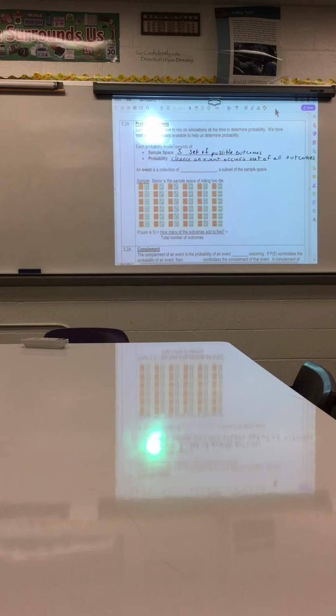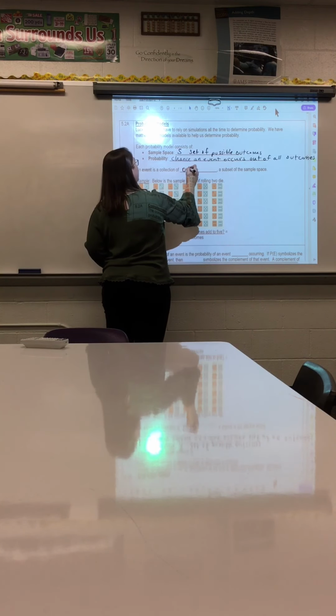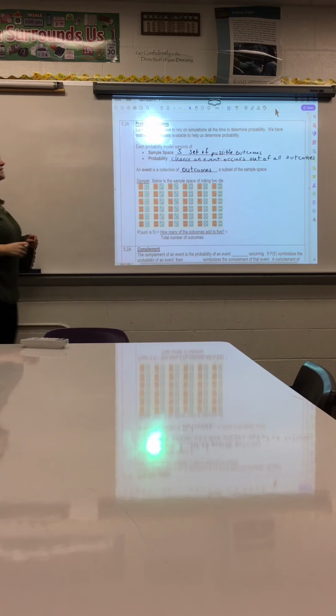And then the event is a collection of outcomes from the sample space, which is a subset of it. So we take all of the possible outcomes and we find the sample space. We are going to spend some time with probability. Probability is not super highly tested, but it is something that we need to spend a little bit of time with, just making sure you can do some basic probabilities. I think most of you will be okay with that.